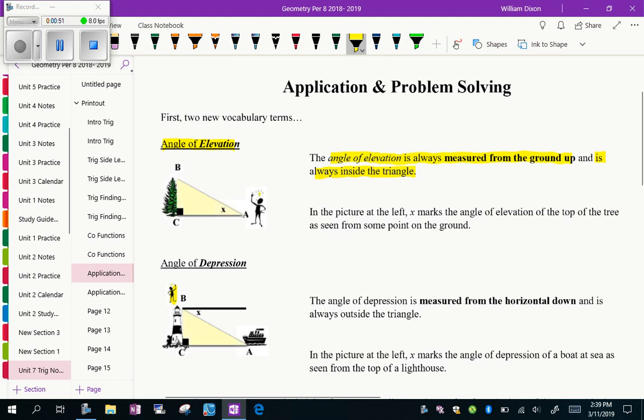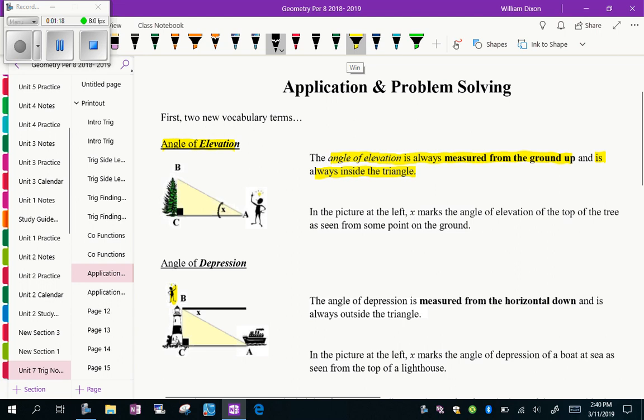See the picture to the left, X marks the angle of elevation of the top of the tree as seen from some point on the ground. So you have the top of the tree, and this A is a point on the ground, and it's looking up to the top, elevation, looking up. So that's our angle of elevation. That person is looking up at the top of the tree.